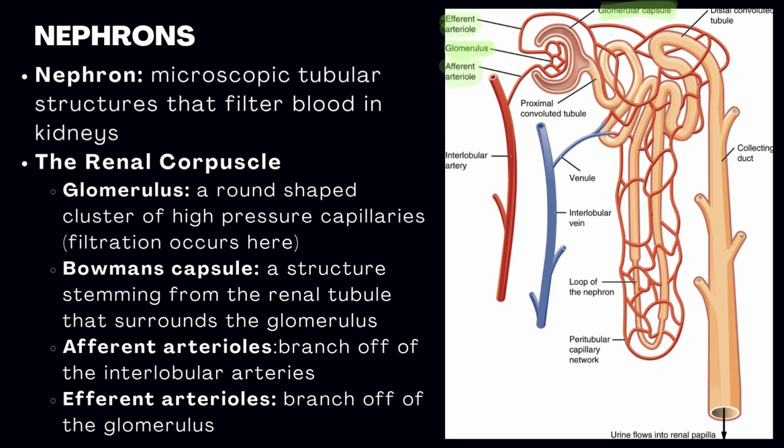Efferent arterioles branch off of the glomerulus and form a network of capillaries around the rest of the nephron tubule up until the distal end.